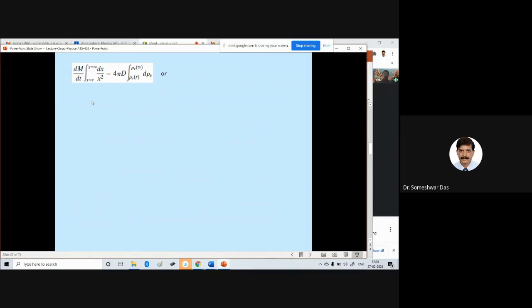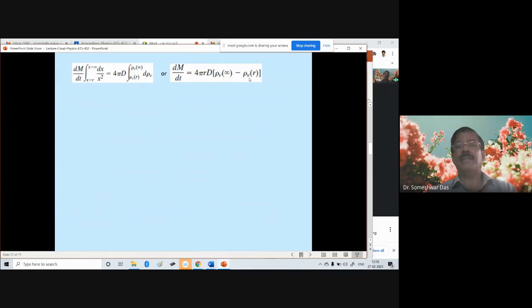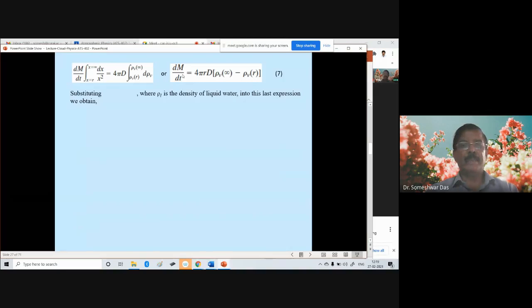Or we can write from this equation dm by dt is equal to 4 pi r D times rho v at infinity minus rho v at r. Okay, trying to simplify it, assuming the equilibrium condition, we're simplifying this equation to determine the rate of change of mass of the cloud droplets. Let's say this is equation number 7.